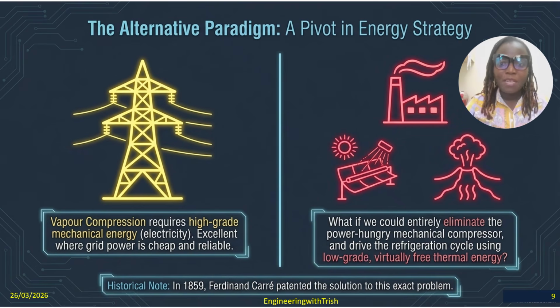Now, what if we remove the compressor entirely? That is the vapor absorption system. The vapor compression systems require high-grade mechanical energy, that is electricity, to work. So it is very good. It is actually the most common. It's very good in instances where we have cheap and reliable grid power. But notwithstanding that, we could entirely eliminate the mechanical compressor and replace it using low-grade, virtually free thermal energy sources, and that is the absorption cycle.